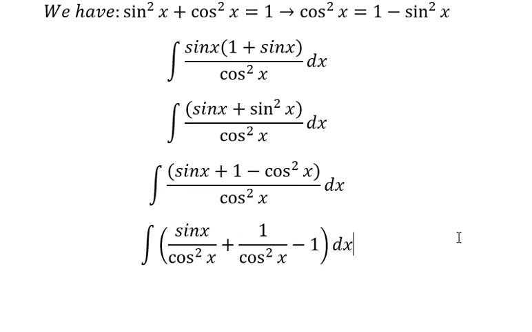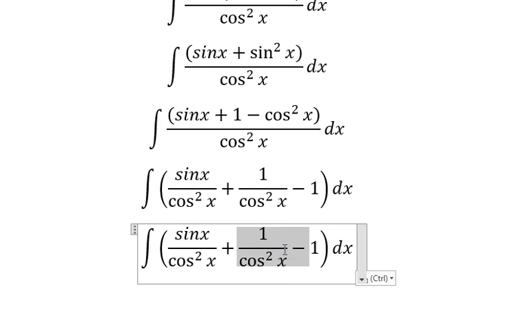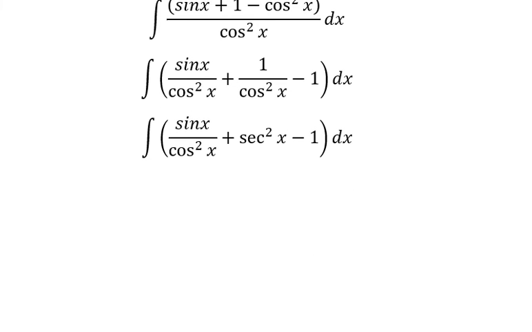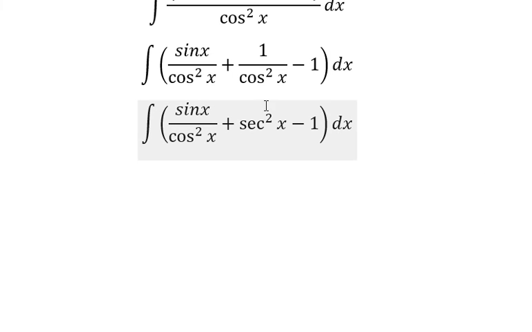Now this one is secant squared x. The integration of secant squared x you got tan x. Number 1 you got x. Now we just concentrate on this one.